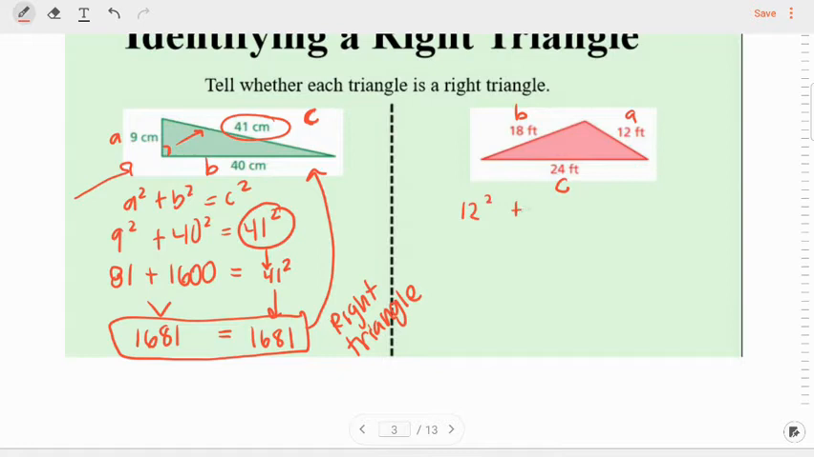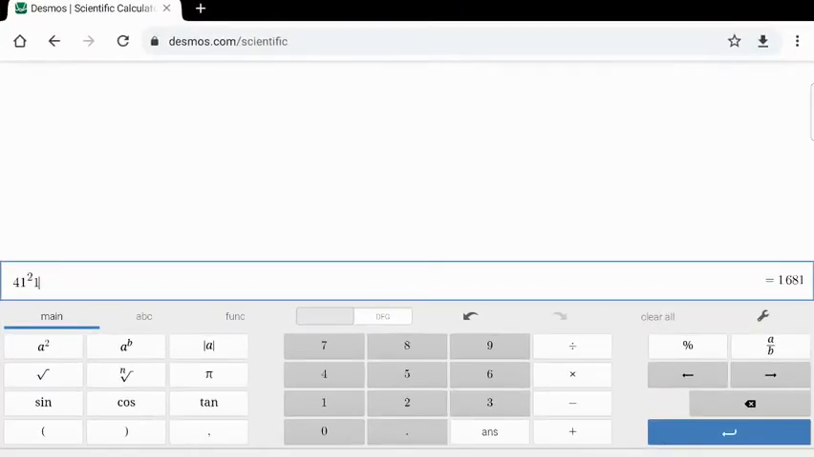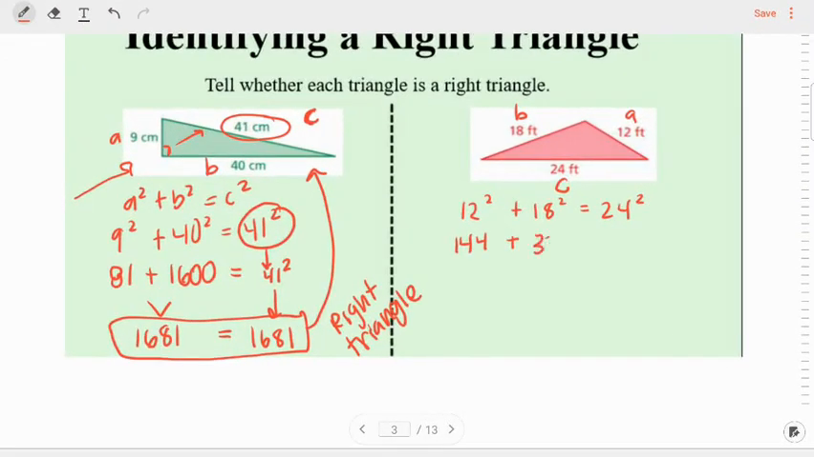12 squared plus 18 squared equals 24 squared. Now, I know off the top of my head that 12 squared is 144, so I'm just going to write that down. I'm going to use my calculator to find 18 squared. That is 324. Equals, and now let's add these together. That gives us a grand total of 468. And I am going to determine, is 24 squared the same as 468?